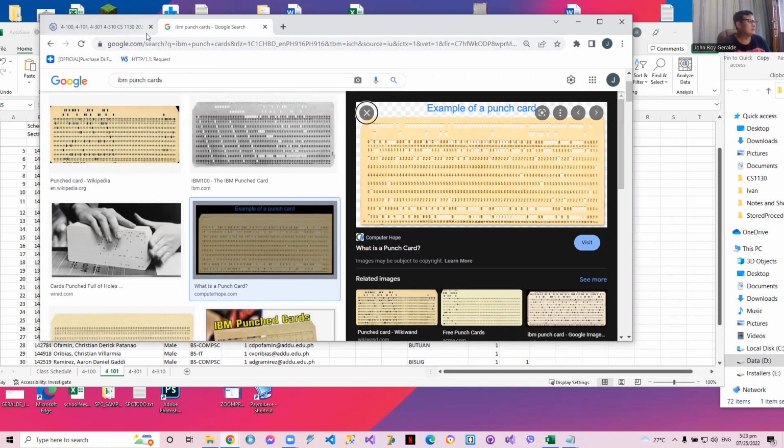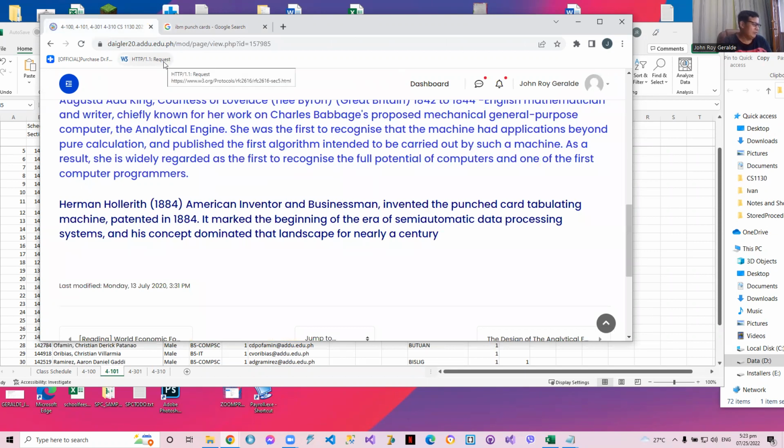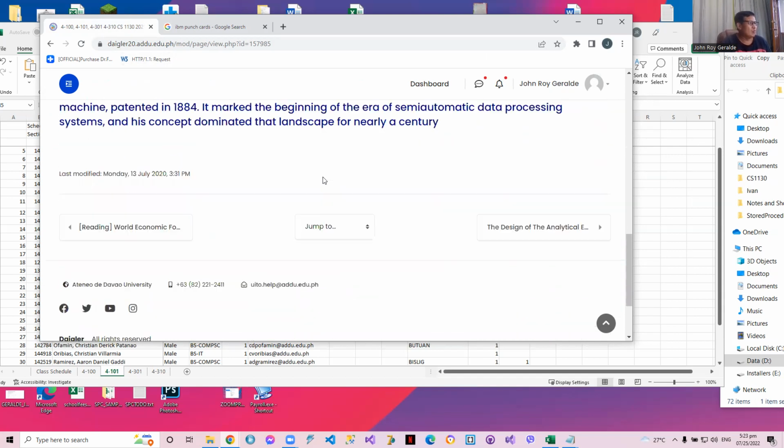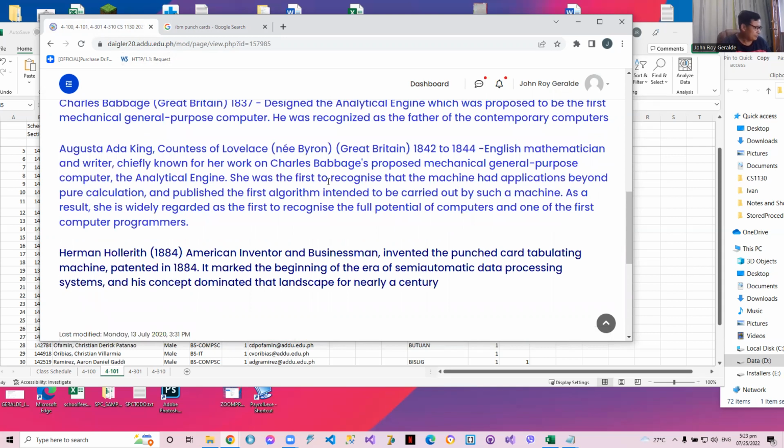Okay. Now, Herman Hollerith later founded a tech giant called IBM, which is still popular nowadays. That tech giant invented the first IBM PC, which is the ancestor of the common computer that we are using.